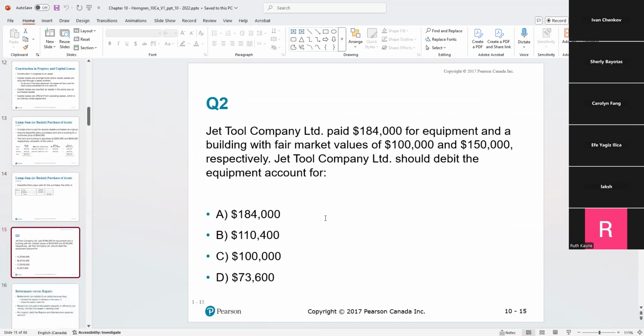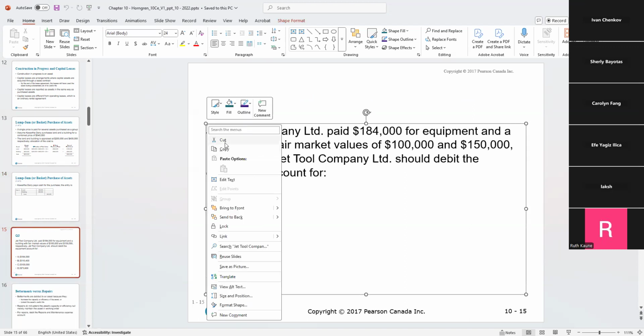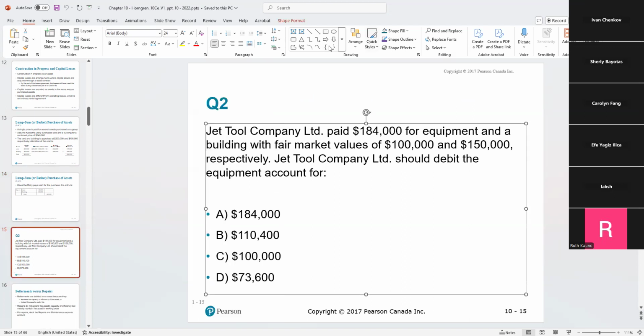So let's do this question to show me that you know what you're doing. So here we paid, let's get this question, copy and move it to the Excel spreadsheet and let's see if we can solve this problem in Excel.